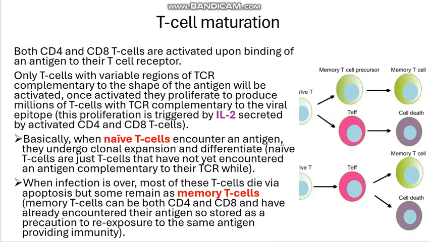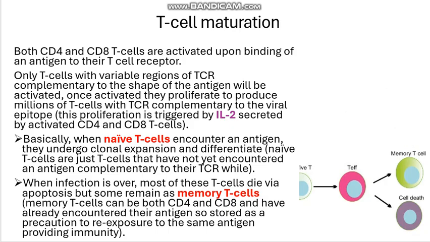So basically, when we have these naive T cells shown on the image on the right, they're a bit cut off, but you can see that the first cell, the white one, is the naive T cell. It encounters an antigen. They then undergo clonal expansion. So just imagine here, it's dividing into multiple of these intermediary cells. And then once clonal expansion occurs, these cells differentiate.